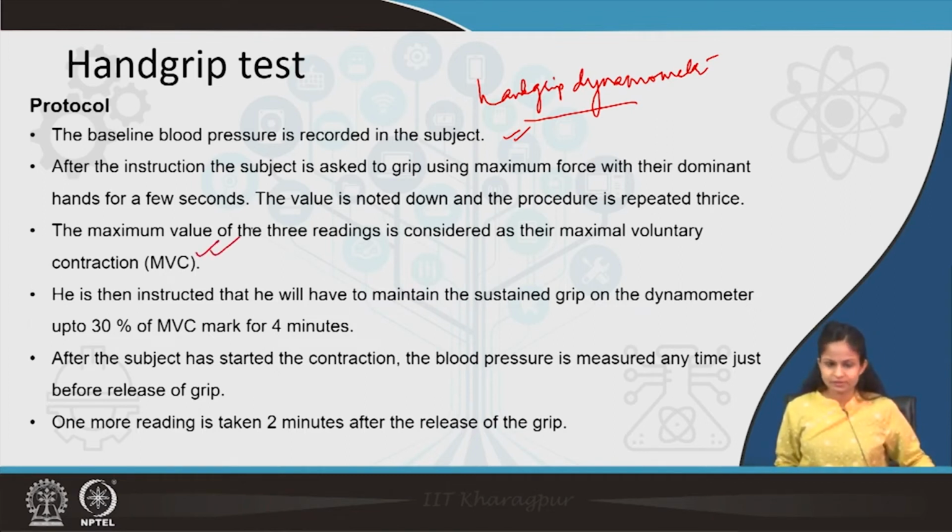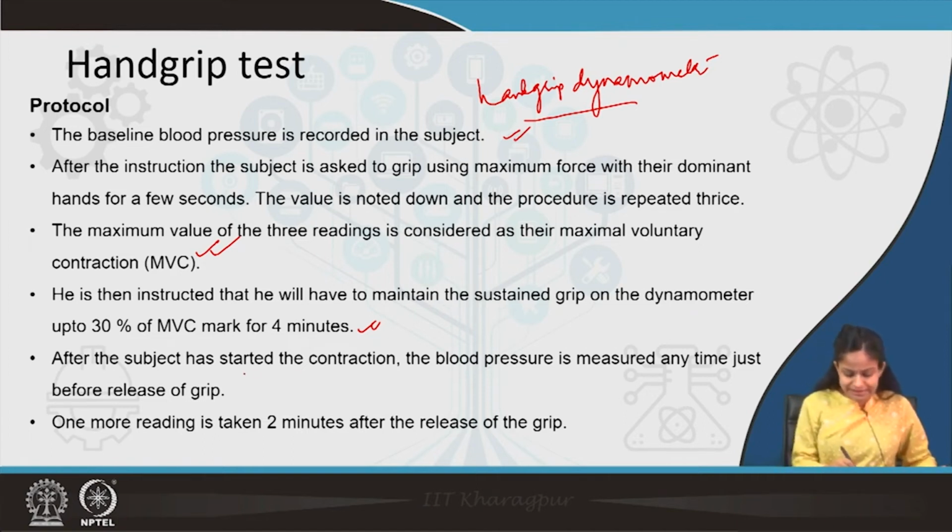We take 3 recordings, we ask the subject to do it 3 times and then we go for the maximum recording. The maximum value of this recording gives the maximum voluntary contraction. We note the value, then we bring it down to 30%. That means we take 30% of the maximum voluntary contraction. Then we ask the subject to maintain this 30% of the maximum voluntary contraction for 4 minutes. If he or she is able to do it for 4 minutes, it is well and good. If he is not able to do it, then he should indicate that to the investigator.